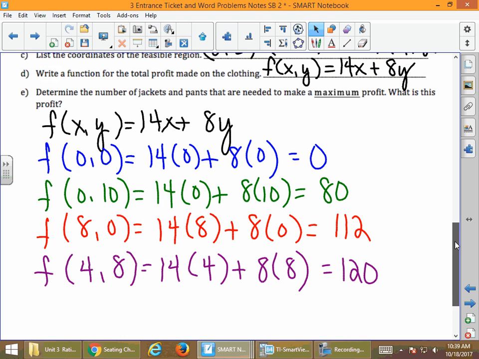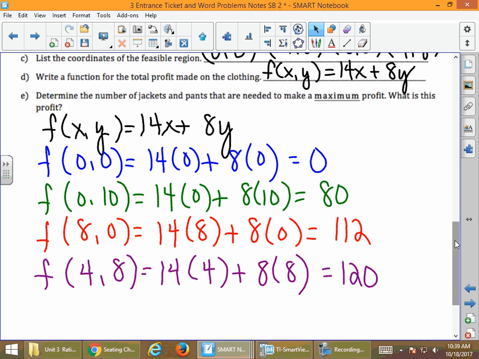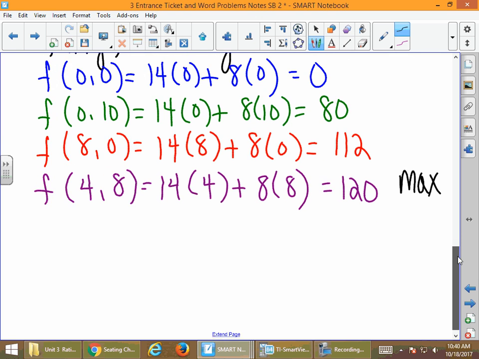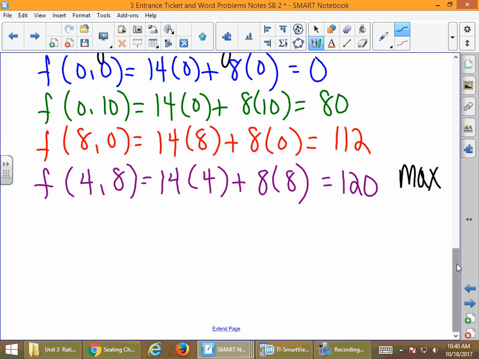Well, that doesn't answer the question on part E. Part E now says, determine the number of jackets and pants that are needed to make a maximum profit. And then what is this profit? Well, we go back and look at our values, 0 and 80 and 112 and 120. Our maximum value of those 4 values is this 120. So 2 days ago, what we had to do is write down, well, what is the maximum value? And then where? At what ordered pair?